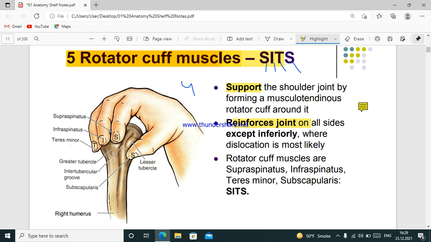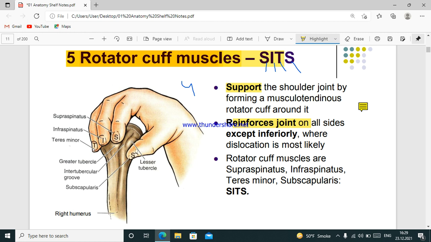This is the shoulder joint, the humerus shoulder joint. So this is the humerus head, and this is the surgical neck. This is the representation of the rotator cuff muscles. SITS represents this rotator cuff muscle: subscapularis, supraspinatus, infraspinatus, teres minor. But we have to know the exact position of those muscles.